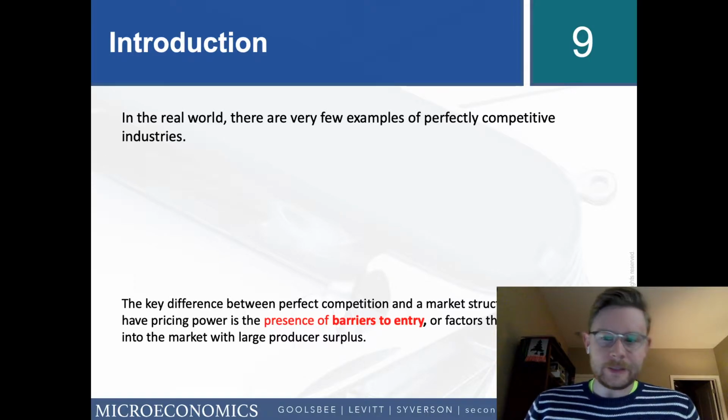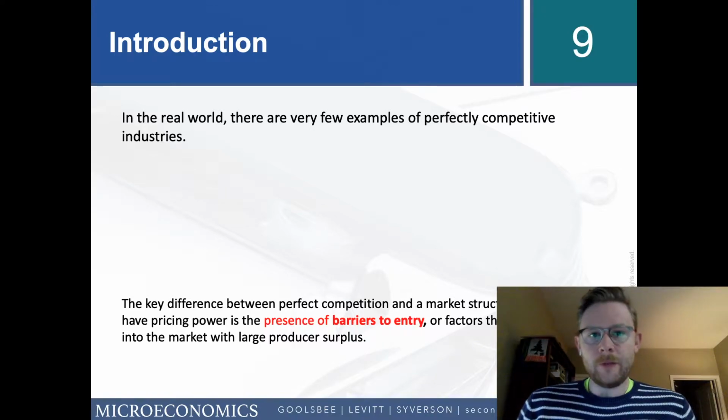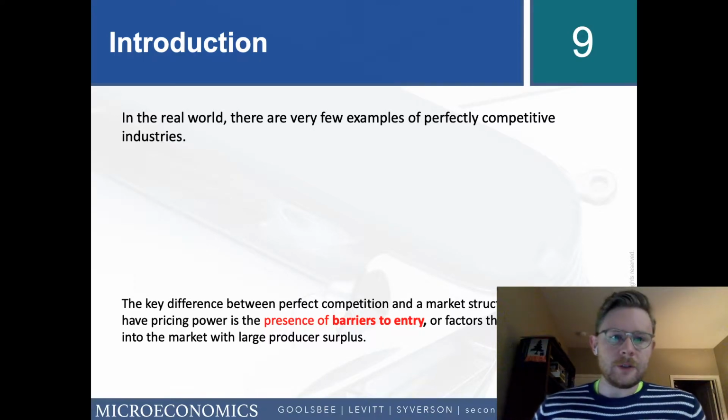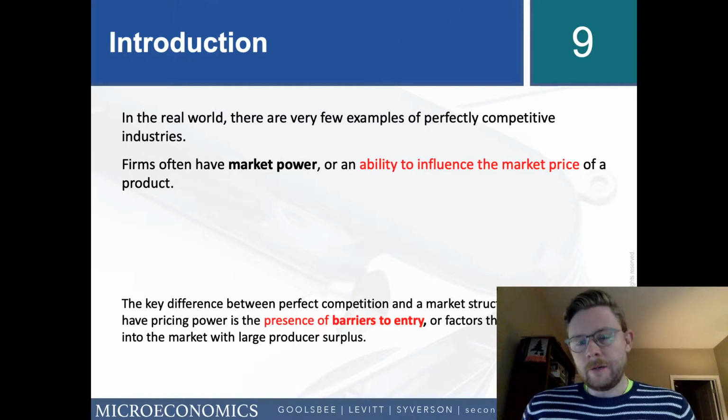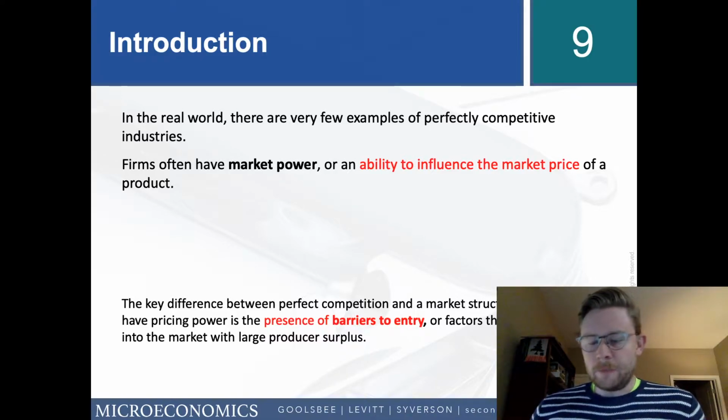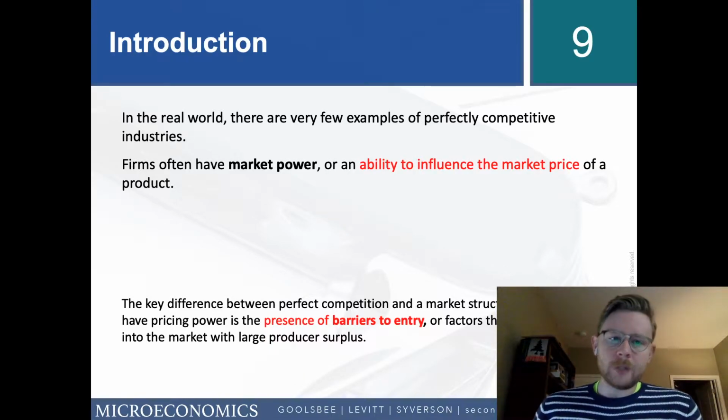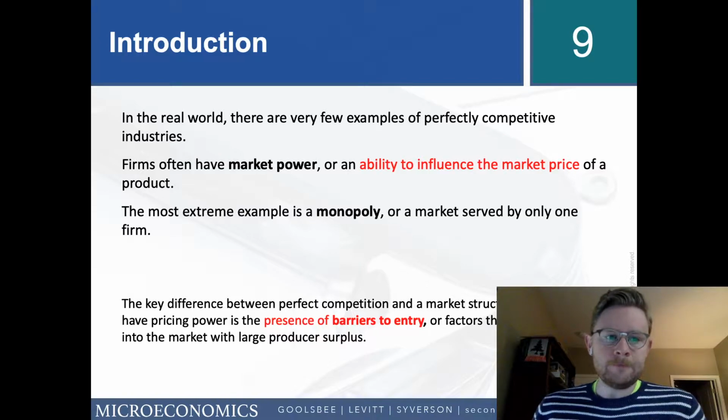This firm gets to behave in a way that is a lot different than the firms that we saw in perfect competition. In the real world, there are very few cases where we have perfect competition. Last week, I talked about farms. Farmers have oftentimes little ability to set prices, but when we talk about most industries, we're talking about non-perfect competition cases. Firms often have market power, or an ability to influence the market price of a product.